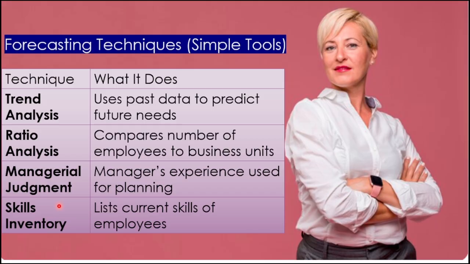Fifth is skills inventory. What does it say? List current skills of employees. Skills inventory means they are listing the current skills of the employees. So these are the forecasting techniques, or you can say the simple tools, for forecasting any kind of employees or work of the employees.